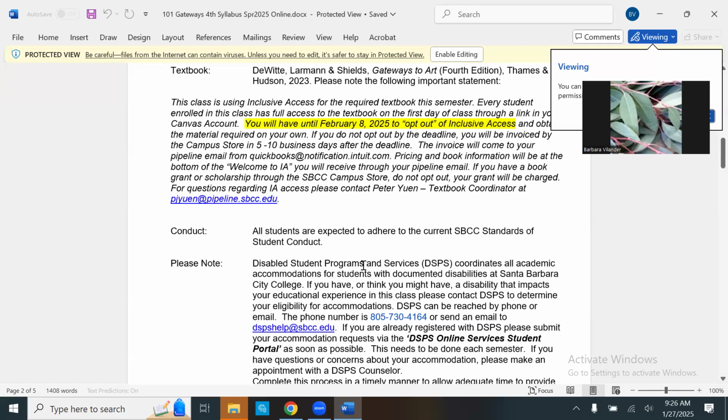All students are expected to adhere to the current SBC standards of student conduct. That means conduct yourself appropriately, be respectful, don't cheat, things like that, okay?